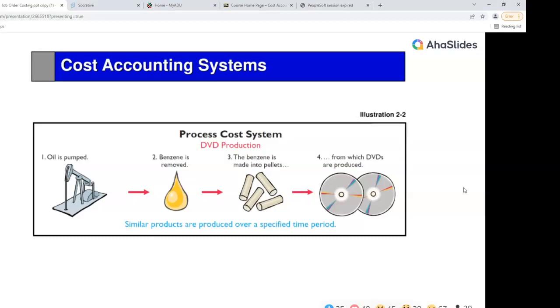I want to accumulate the cost as accurately as I can. So I have to understand the process and accumulate the cost according to that. And on the other side, one side is job costing, the other side is process costing.